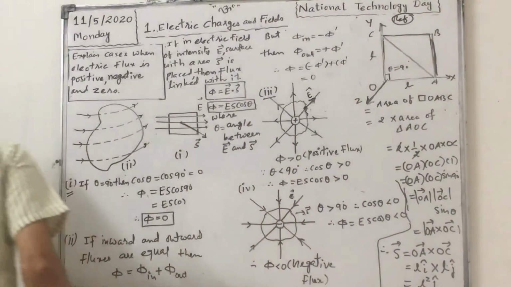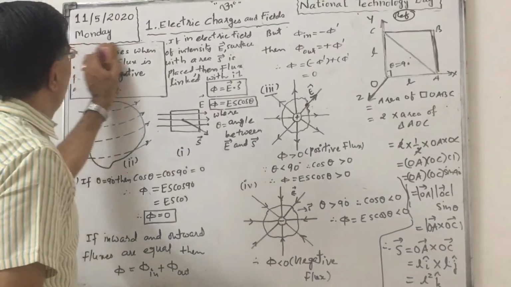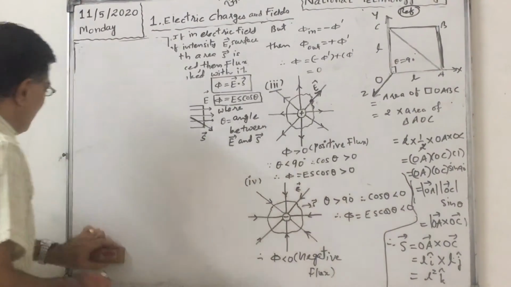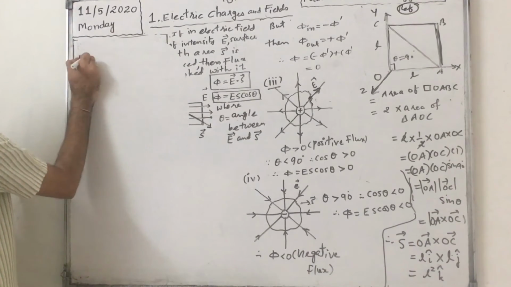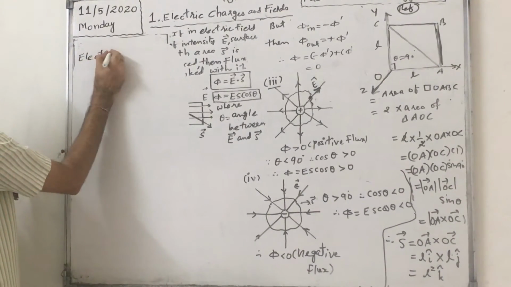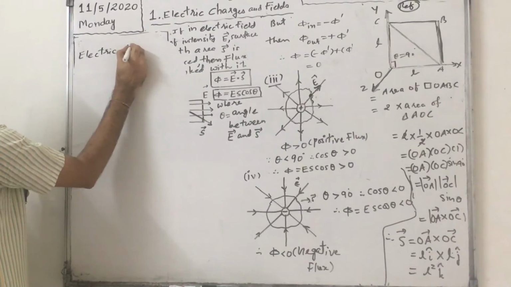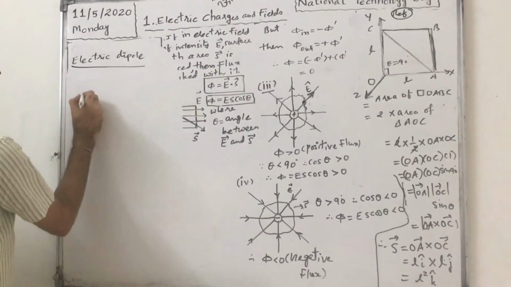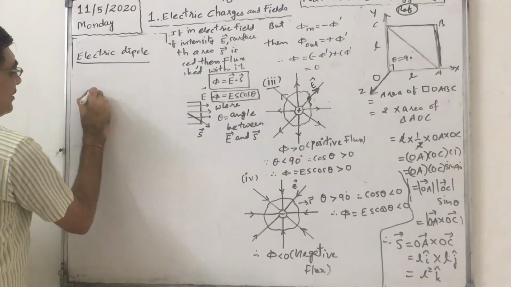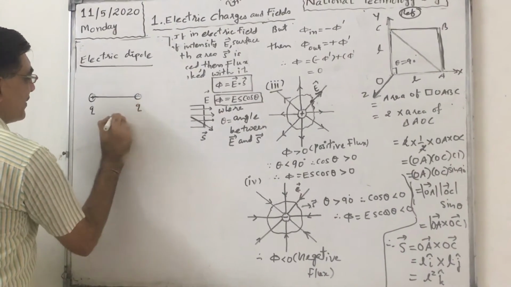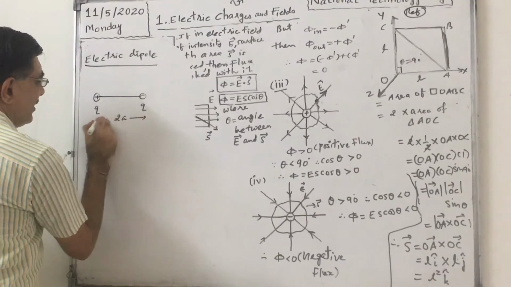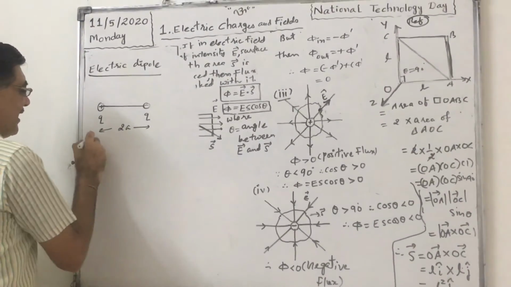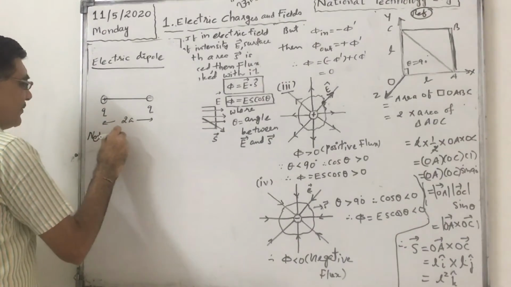Now a short topic that we are starting today, but we will develop it tomorrow. The topic is electric dipole. Simple: electric dipole, two poles, dipole, two poles. One positive charge and an equal negative charge, at a finite distance. This is called an electric dipole, two poles, so dipole. The net charge on it is 0.